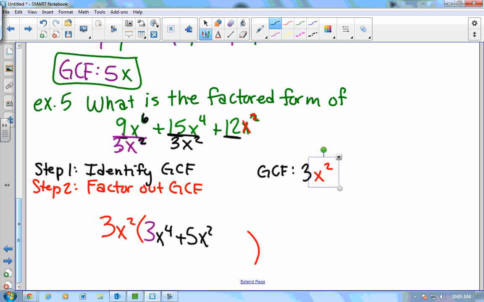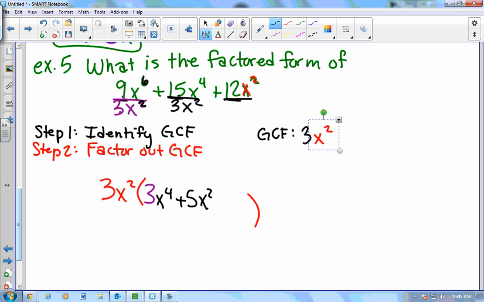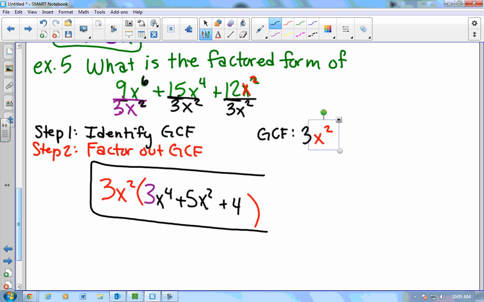Now, one more to do. 12x squared divided by the same greatest common factor of 3x squared. Okay, 12 divided by 3, x squared divided by x squared, what do we get? 4. Okay, so this will be our answer.